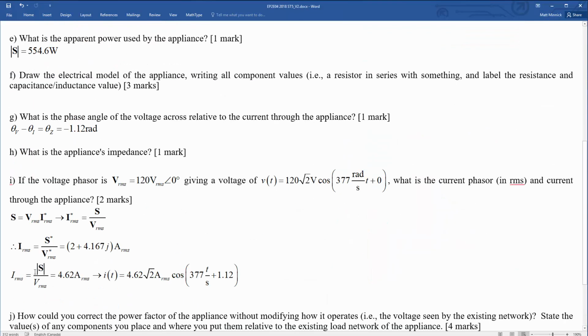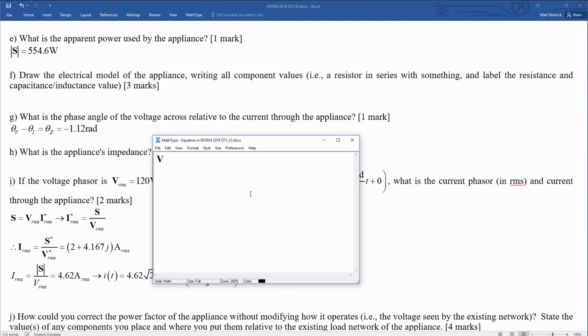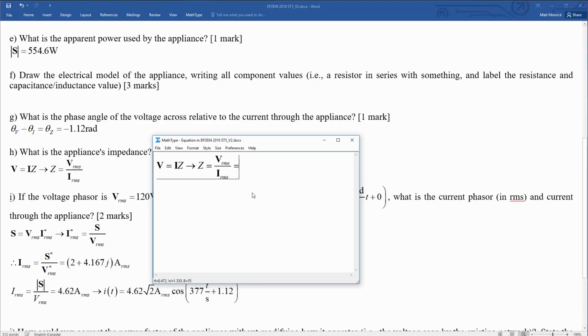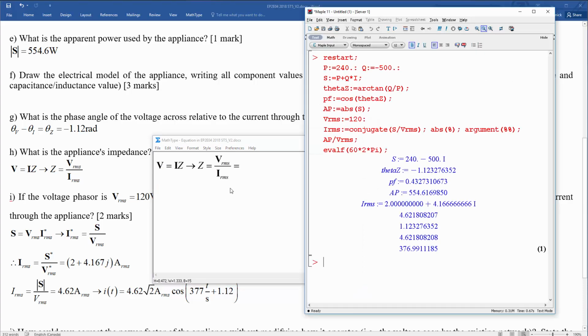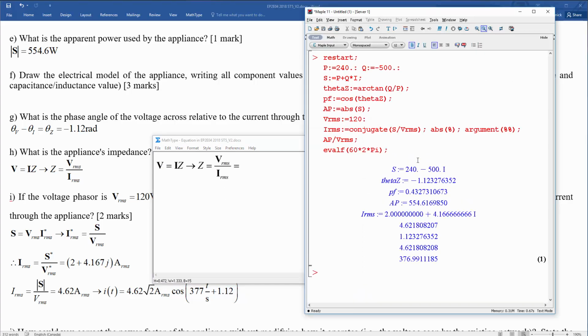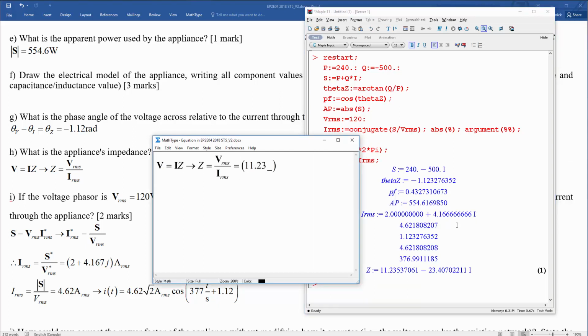And now we can jump back up. Now that we have the current phasor, we can figure out the impedance. And that's from V is equal to IZ. So that means Z is equal to the ratio of the voltage to the current phasors. So we can use the RMS values for both. You don't have to use RMS values for both, but as long as you use the same type for both, then you're going to find the right ratio there. So Z is equal to V RMS over I RMS, and that would be 11.23 minus 23.4 j ohms.